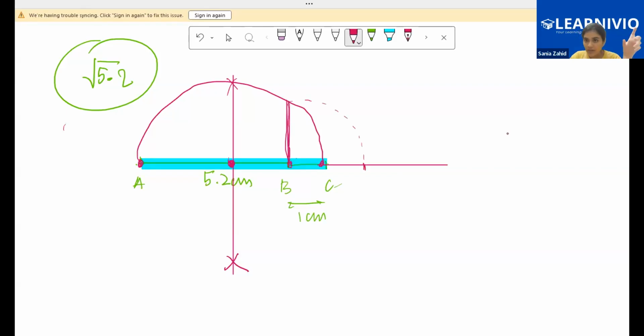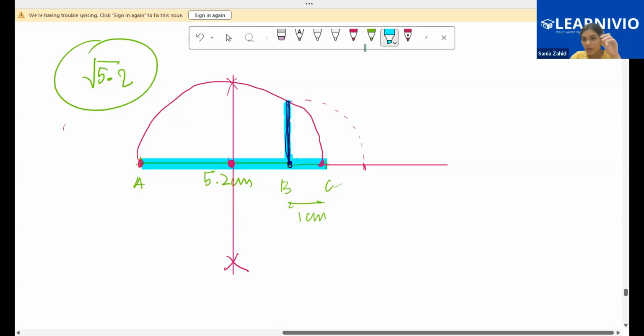Keep your compass on this point B. The radius should be this, above line, this line. And now make an arc towards the right hand side. Okay, ma'am. Done? Done. Show me.